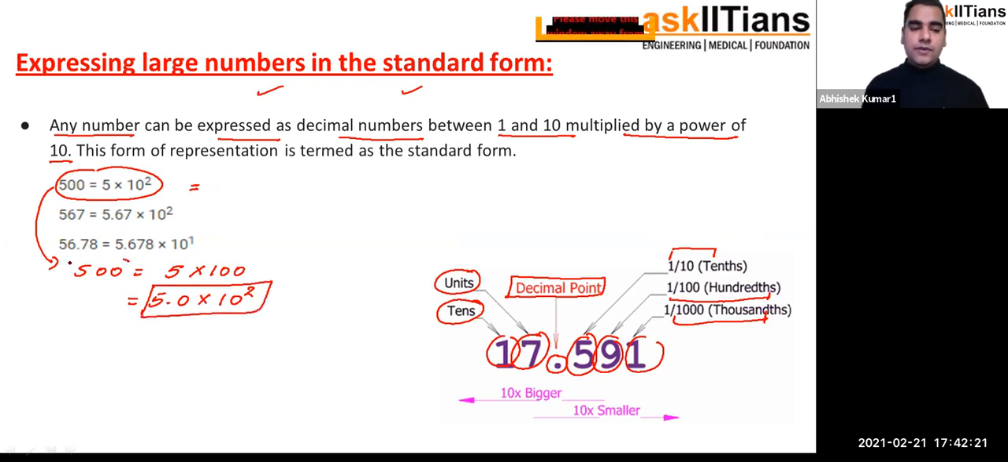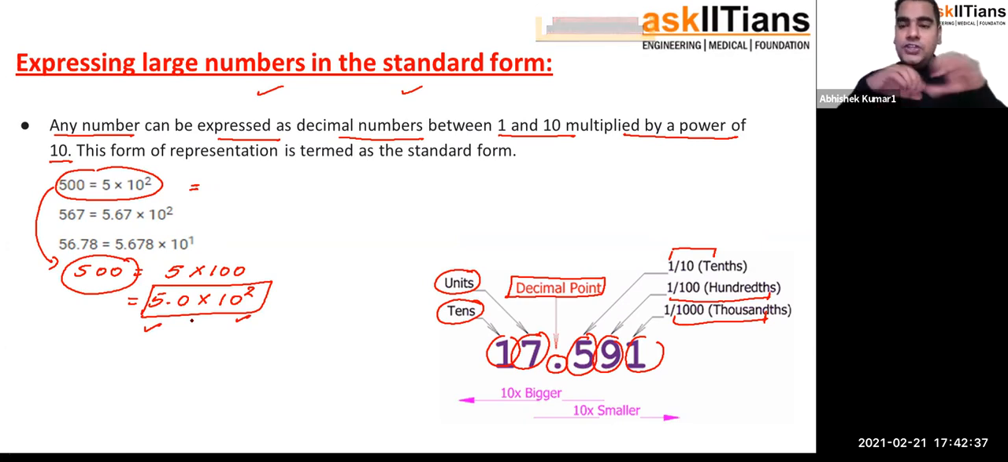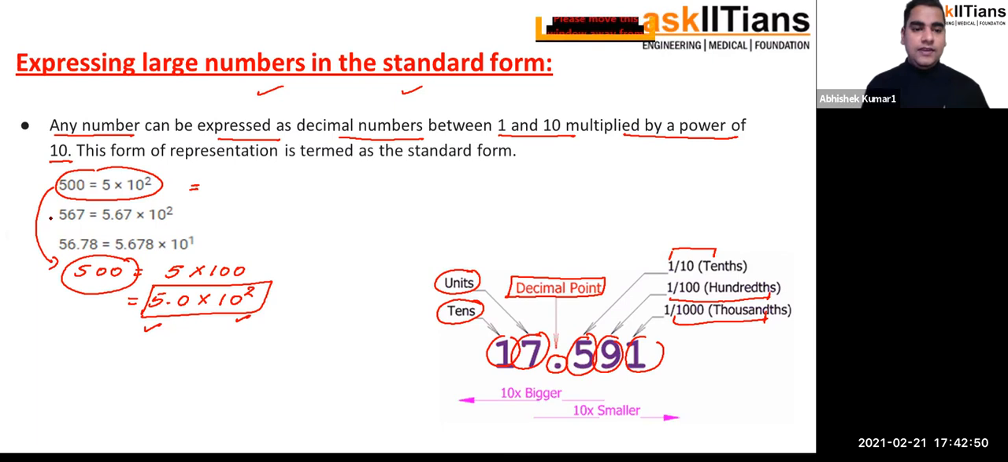So the number which was given to us initially, that was 500. We have written that number as 5 into 10 raised to the power 2. Is that clear? The coefficient here is between 1 and 10, and it has been multiplied by the power of 10, which is 2 in this particular problem. That's exactly what we need to do in every situation, guys. You have here 567, which is the same as 567.0.